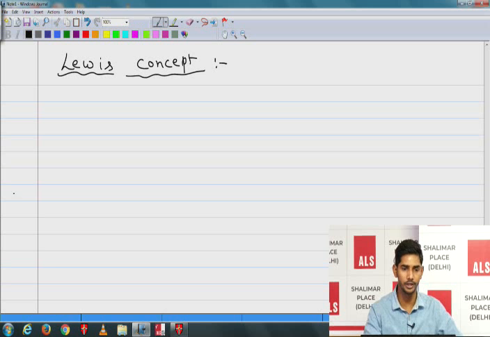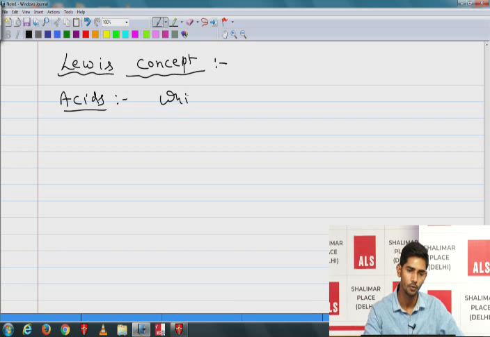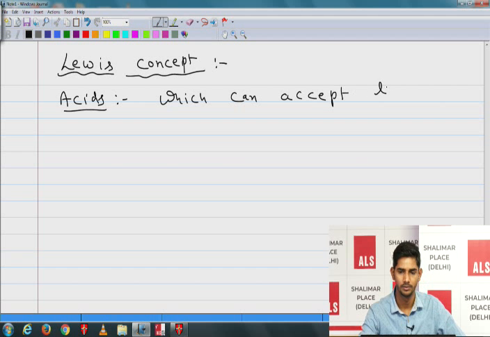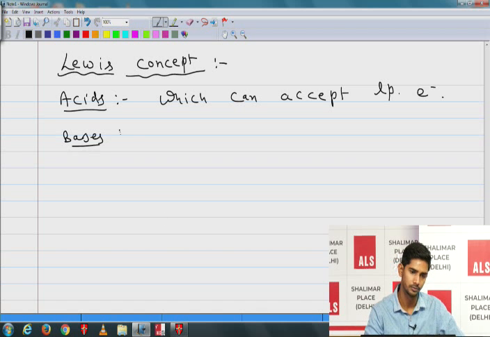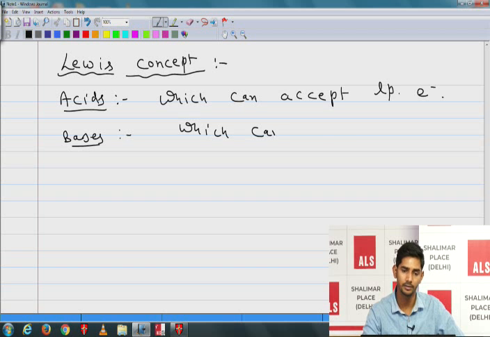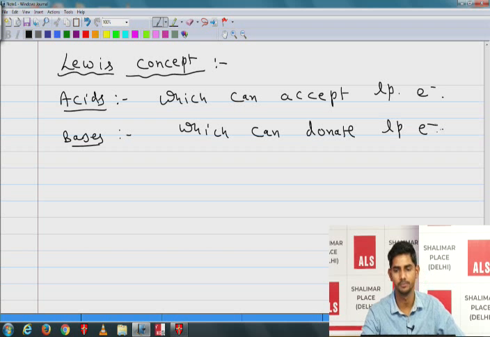Electron pairs. So Lewis concept says that acids are those substances which can accept lone pair electrons, whereas bases would be those substances which can donate lone pair electrons.